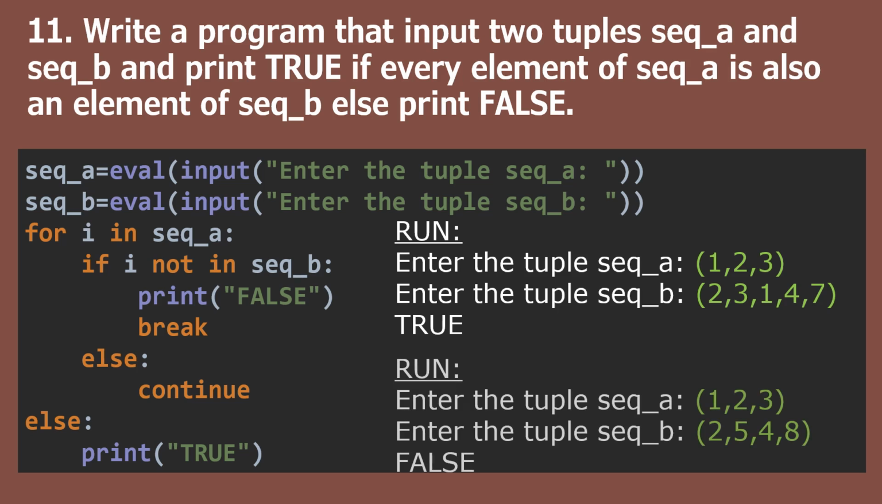Okay. Now second run, let's say the first tuple entered is 1, 2, 3 and the second tuple entered is 2, 5, 4, 8. So the iteration will go like this. The first value of i is 1. So 1 is not present in the second tuple. So if i not in sequence B, then it has to print False and will come out of the loop there itself. It will not check further for the next elements. So like this we'll get the output.